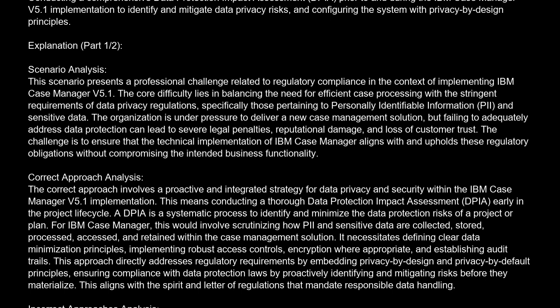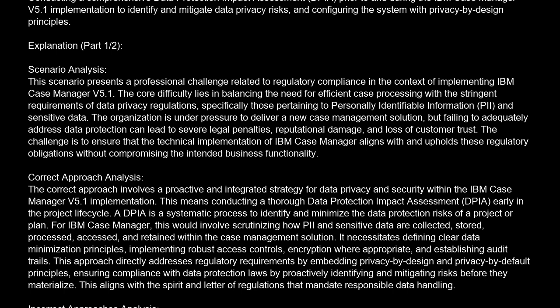The core difficulty lies in balancing the need for efficient case processing with the stringent requirements of data privacy regulations, specifically those pertaining to personally identifiable information, PII, and sensitive data. The organization is under pressure to deliver a new case management solution, but failing to adequately address data protection can lead to severe legal penalties, reputational damage, and loss of customer trust.